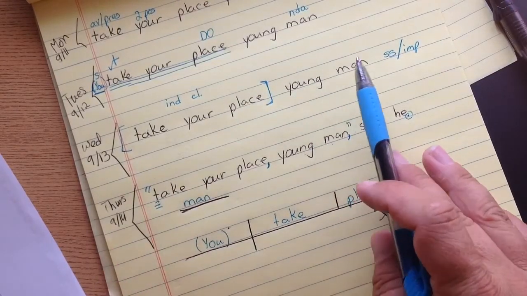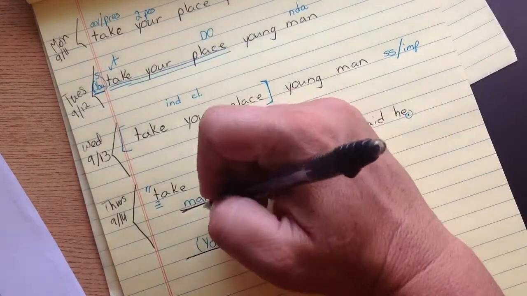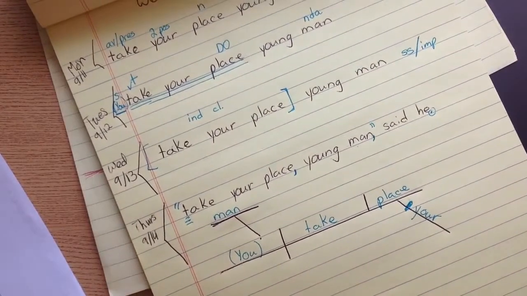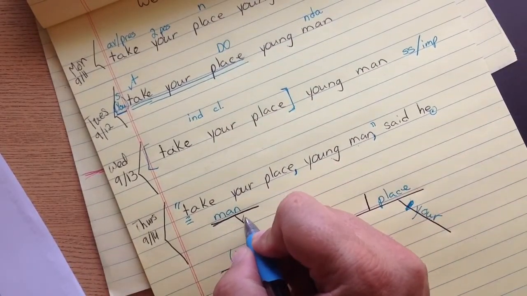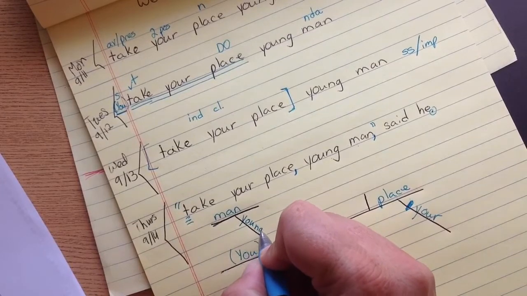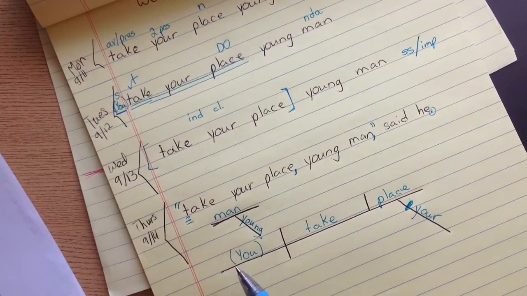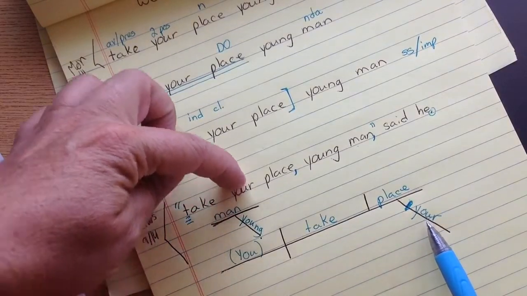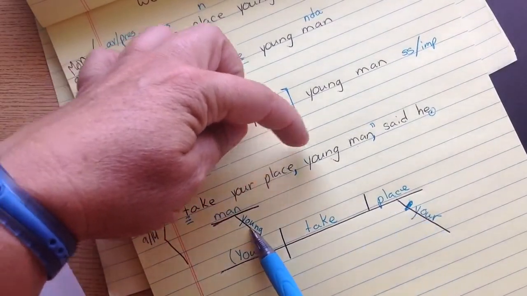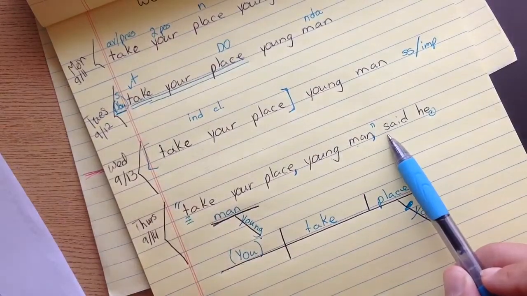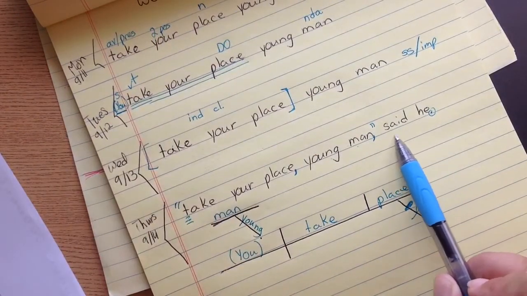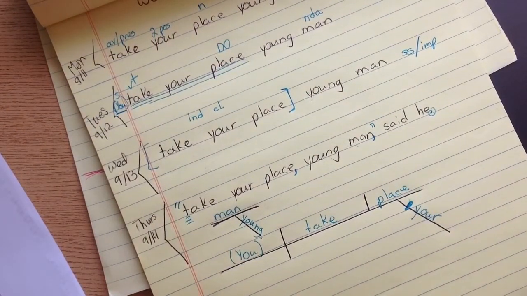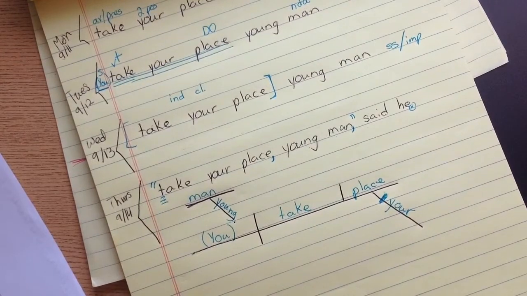Young is part of it, but remember it was describing man, so it should hang down off of man. Young goes here because it's an adjective that describes what kind of man it is. So I've got you, implied subject, take your place, young man. And remember the directions at the beginning said that we're going to ignore the tag on Friday. So now my Friday diagramming is complete.